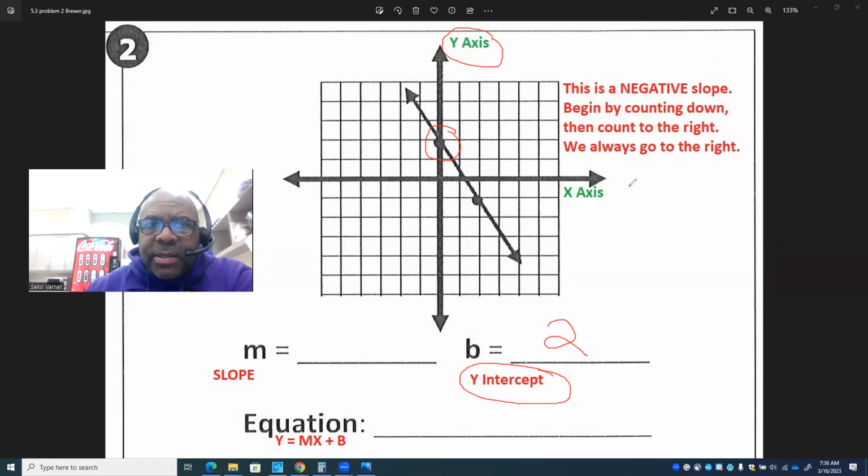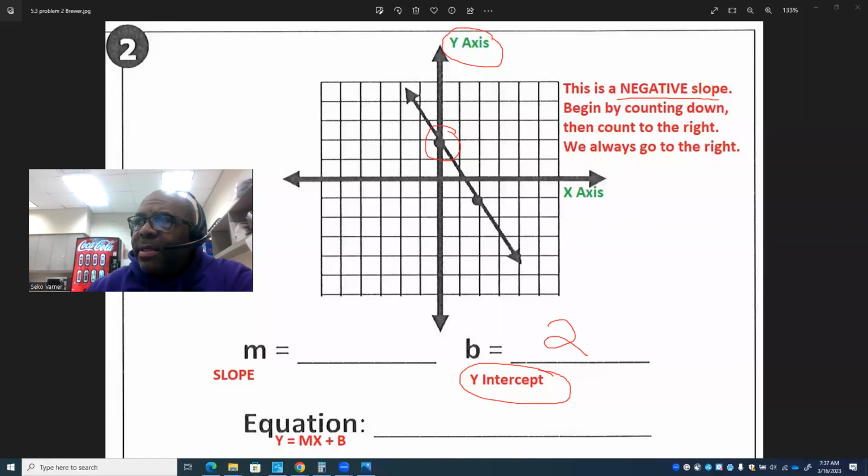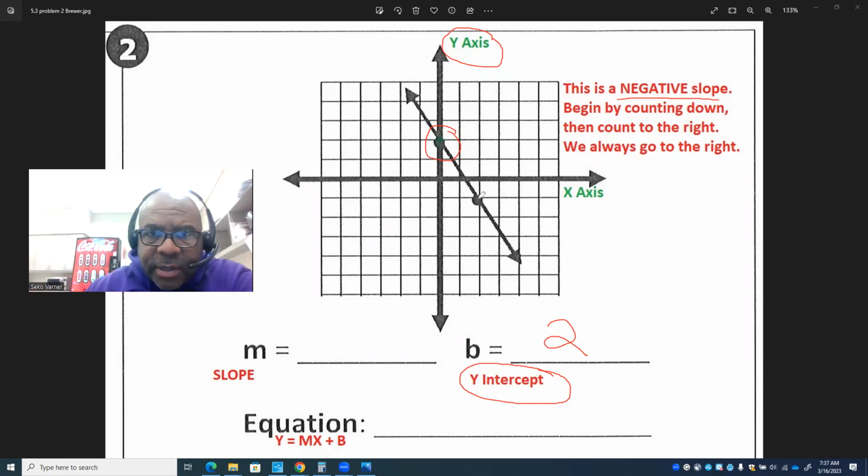So what type of slope is this? This is a negative slope, all right? Since it's a negative slope, what we need to do is begin by counting down. So we go from this point right here to this point right here, right? We went down 1, 2, 3. So we went down 3 and we went over 1, 2. So we went over 2.